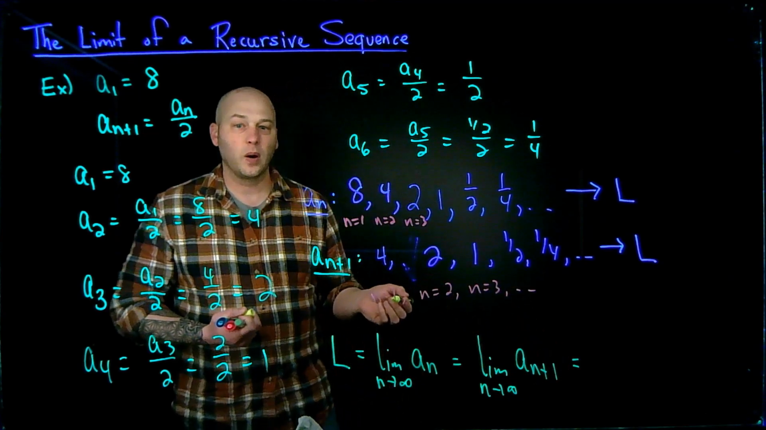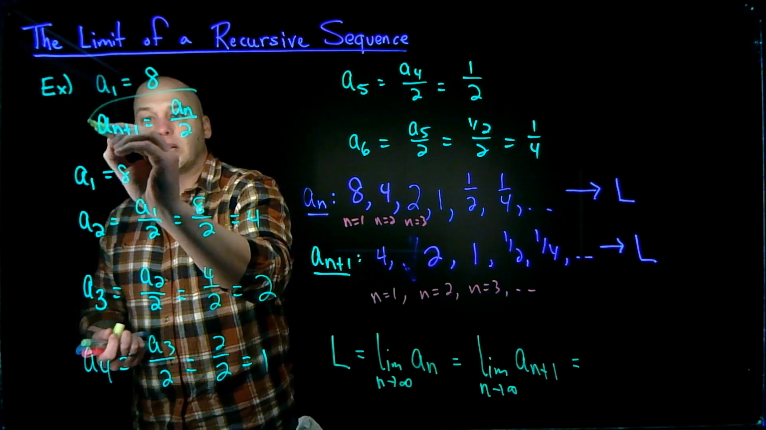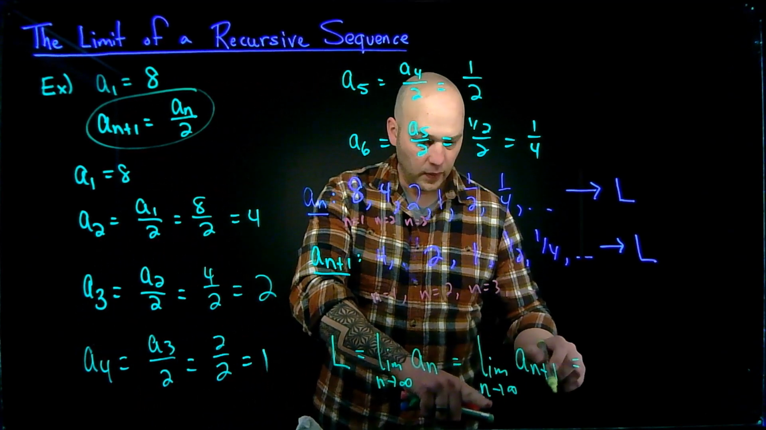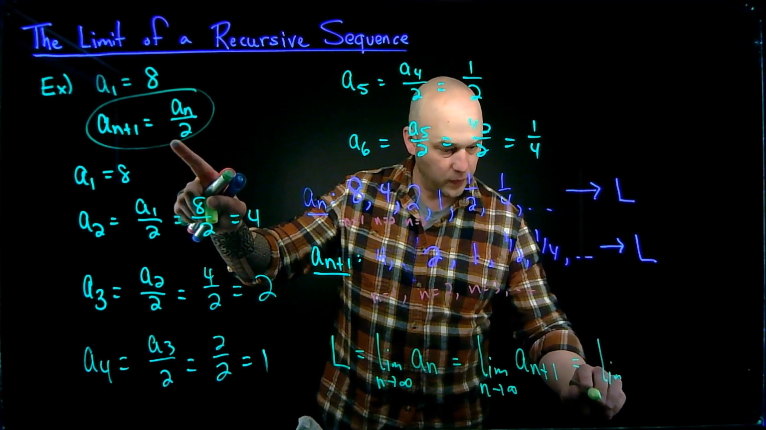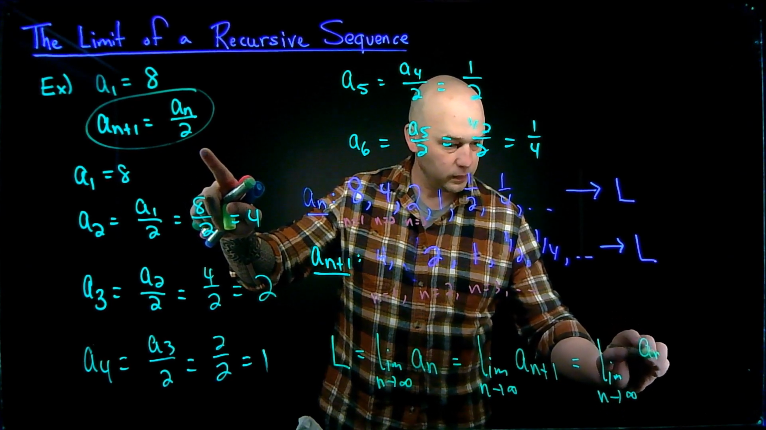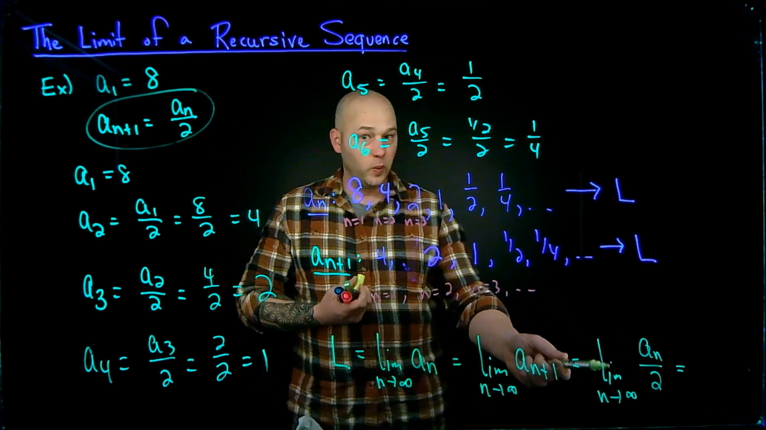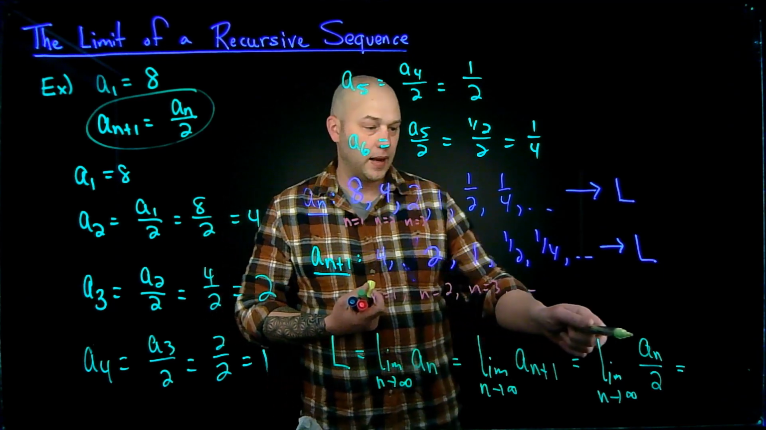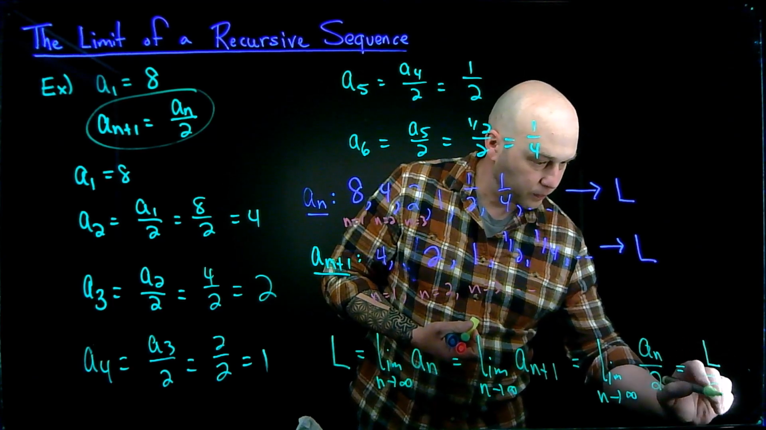But here's where we're going to use the recurrence relation. We know the relationship between a sub n plus 1 and a sub n. So since this expression is equal to this expression, I can write this as the limit as n approaches infinity of a sub n over 2. But remember, we said that this sequence, a sub n, converges to L. Therefore, a sub n over 2 converges to L over 2.